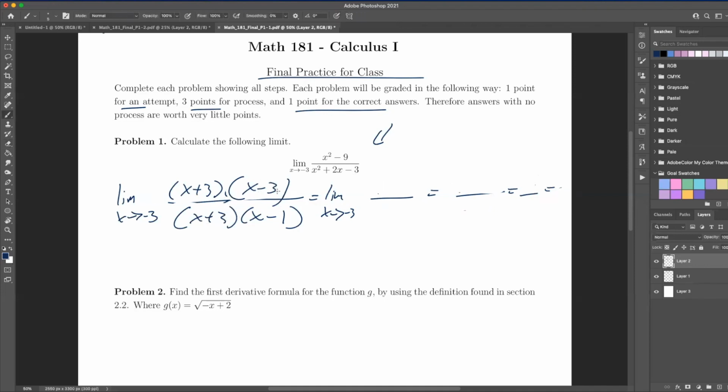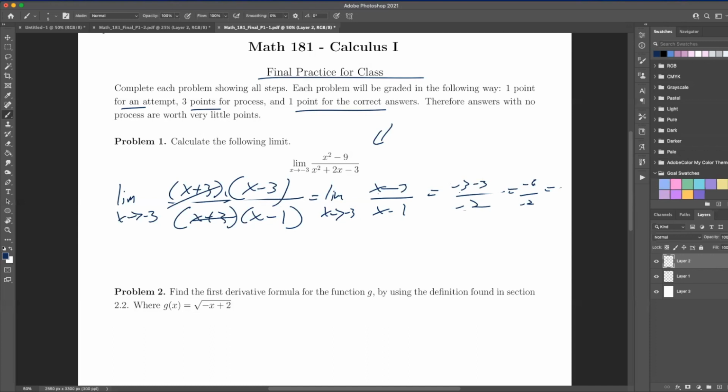All right, so here we go. We have the x plus 3 cancel, so I have x minus 3 over x minus 1. So this becomes -3 over -2. And here I get -6 over -2. I still get the wrong answer. Oh boy.